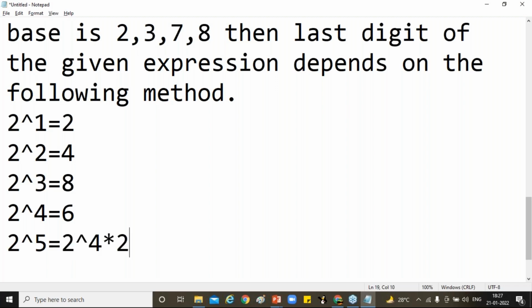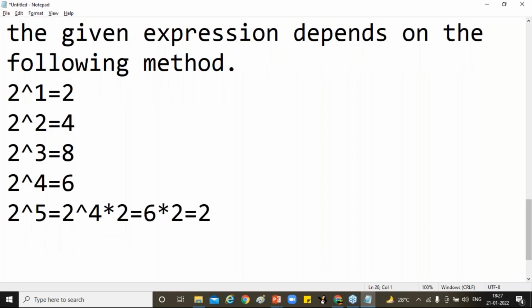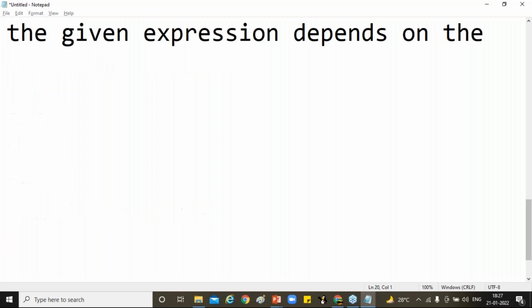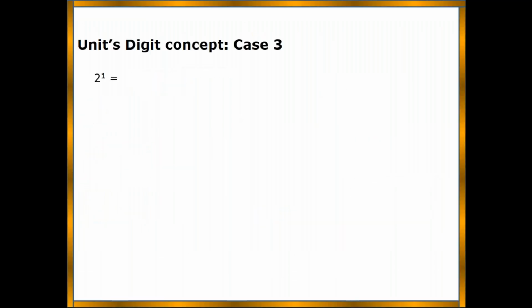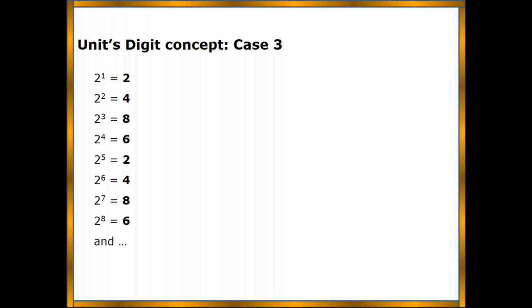2 power 5 is 32. If you don't know the value of 2 power 5 directly, it can be written as 2 power 4 into 2. 2 power 4 already ends with 6. 6 into 2 is 12, which ends with 2. Directly, 2 power 5 is 32, which ends with 2. Like that, 2 power 1, 2; 2 power 2, 4; 2 power 3, 8; 2 power 4, 6. Again the cycle is repeated. 2 power 5, 2; 2 power 6, 4; 2 power 7, 8; 2 power 8, 6, and so on.